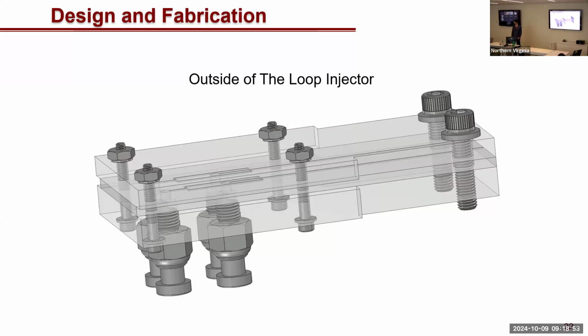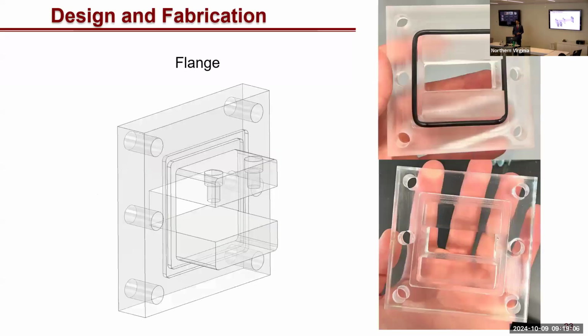We also need a way to connect this injector into the larger system, the system where we're actually testing how those bubbles move. And in order to do this, we fit this injector within this flange. So these 6 holes on the border of it are for attaching fasteners to the actual flange. We have this black O-ring to create a good seal with the overall test section.